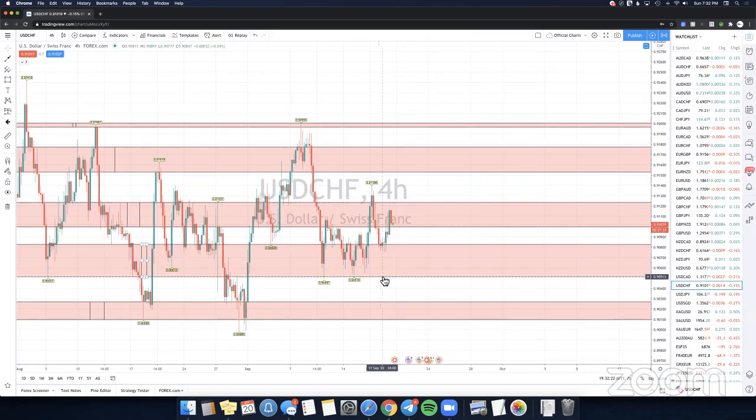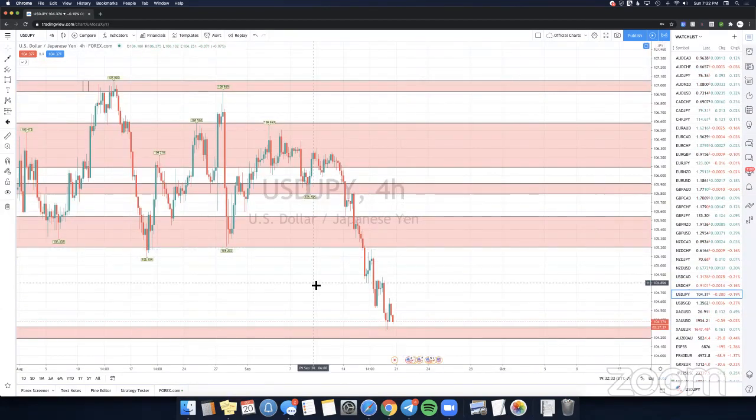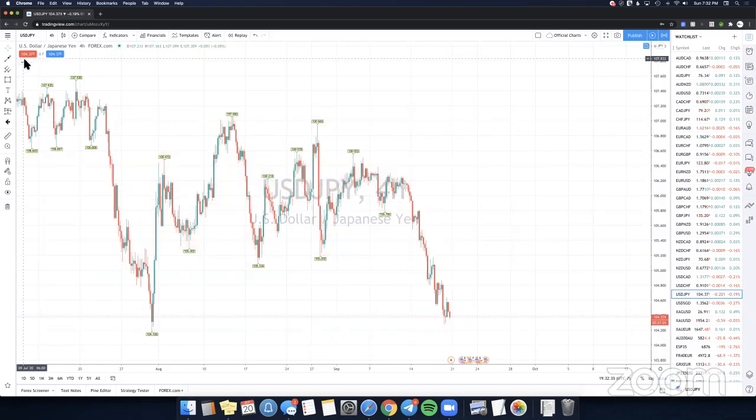0.91232. This lower zone right here is going to be 0.90513. So those are the two zones right there. But I definitely would give it some time. Here's UJ. Here's our last Forex pair.